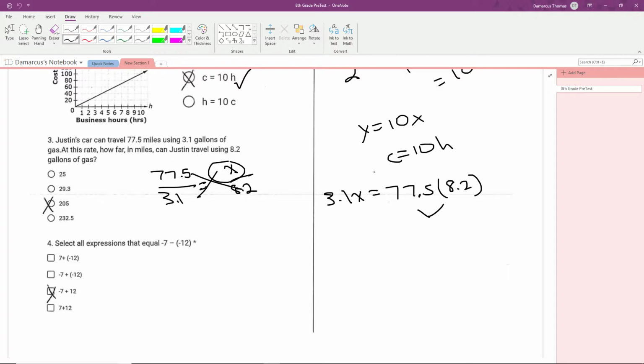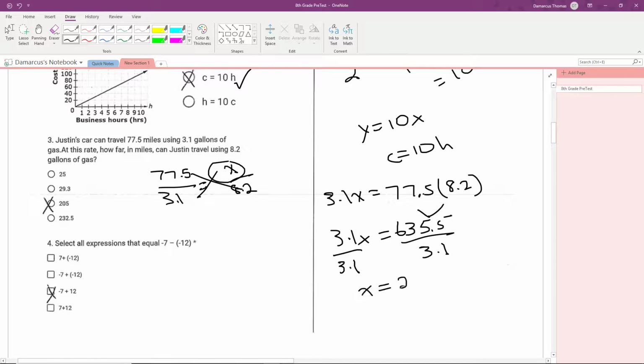77.5 times 8.2. We've got 635.5. So we're dealing with 3.1x equals 635.5. And now we're going to divide that by 3.1. Let's divide both sides by 3.1. When we do that, we get x equals 205.